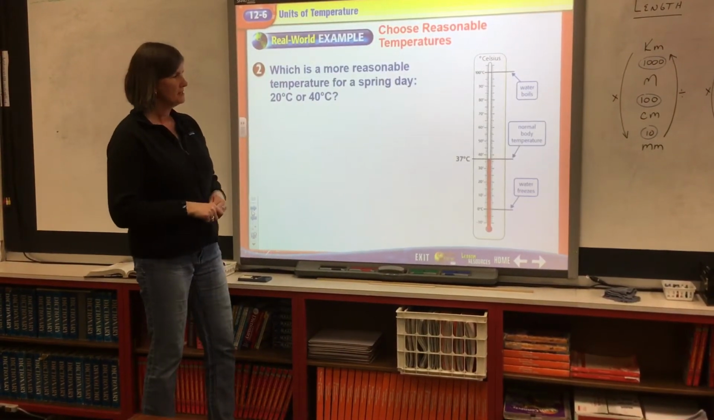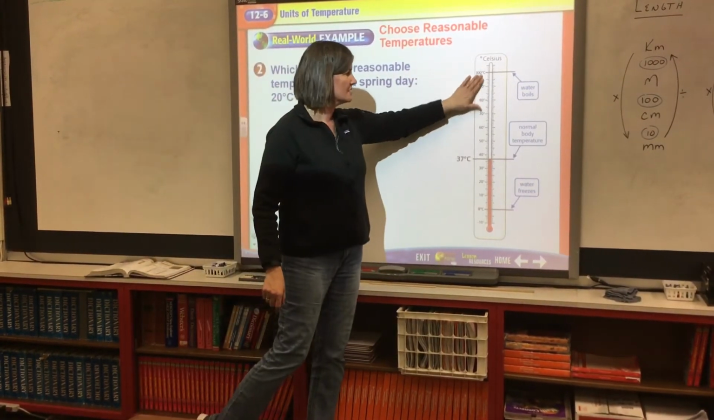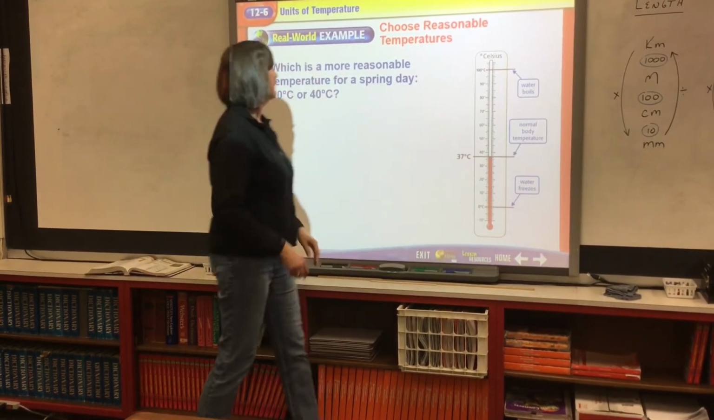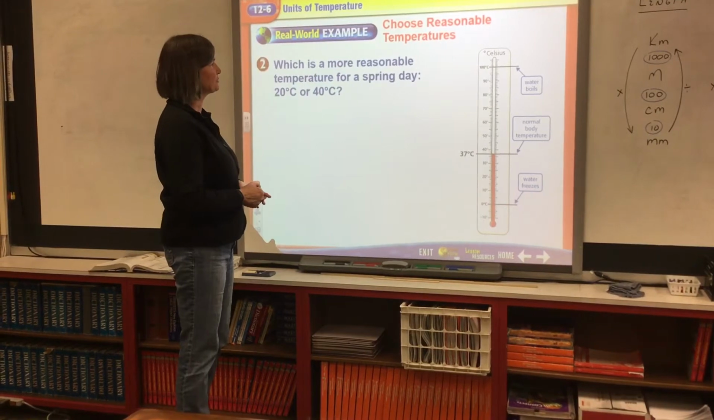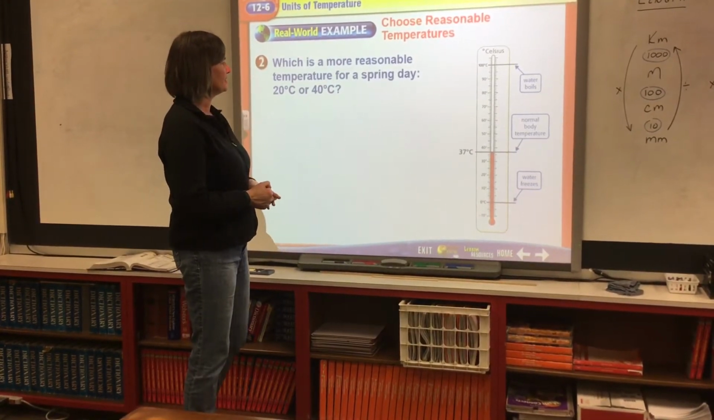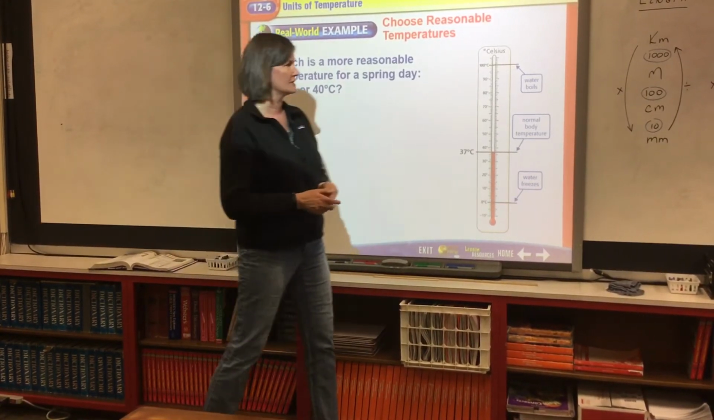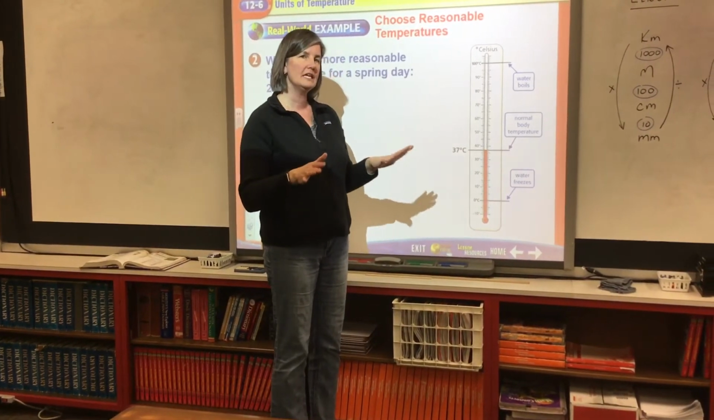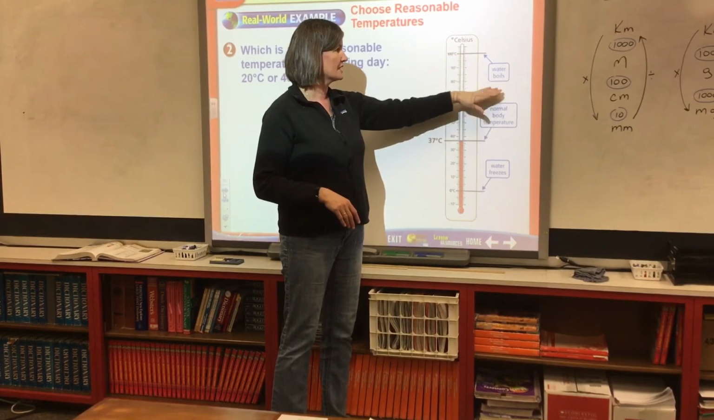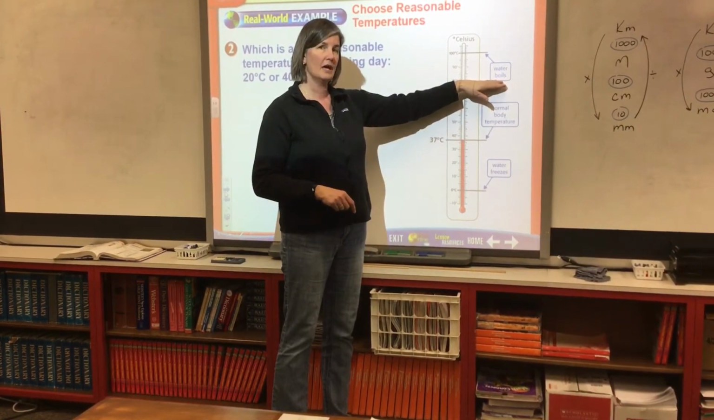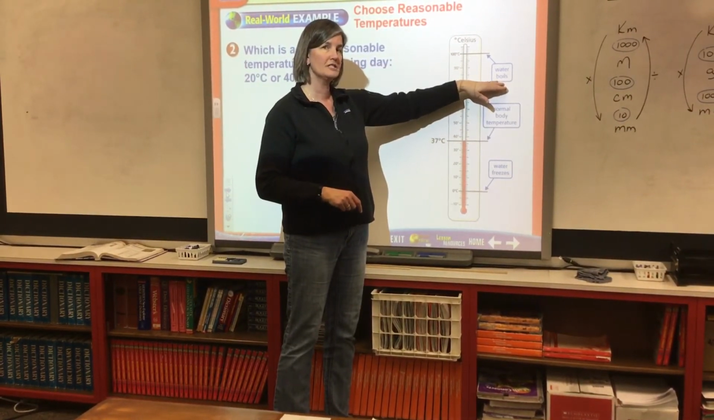In this thermometer here, which is in Celsius, they want to know what is the more reasonable temperature for a spring day: 20 degrees Celsius or 40 degrees Celsius. They've got a couple of key points on here. The first one is 100 degrees Celsius. That's what water boils at. That would be equivalent to 212 degrees Fahrenheit.